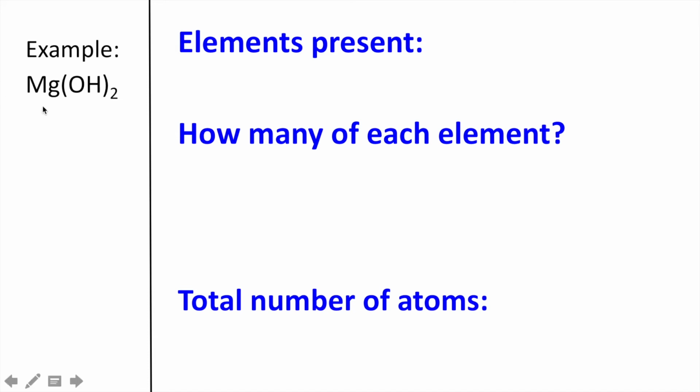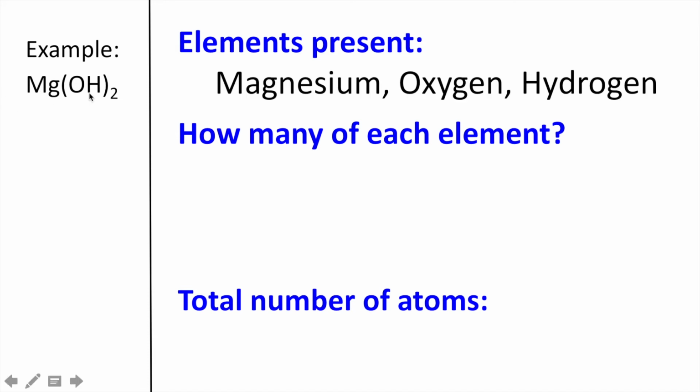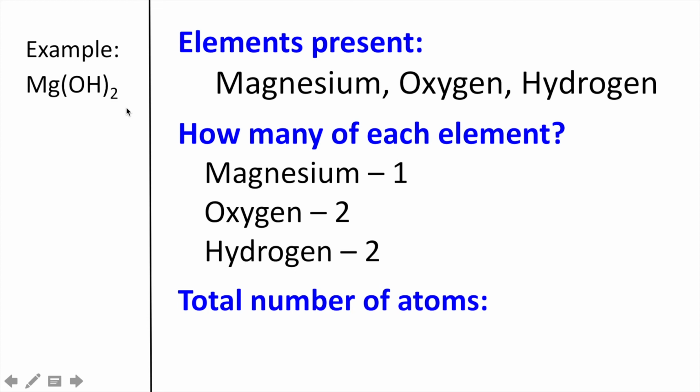Okay, so we know that there are 3 elements present. We have magnesium, which is Mg, oxygen, O, and hydrogen, H. Now, how many of each element do I have? With the magnesium, it's sitting all by itself, and there's no number to the right of it, so we know that there is just 1 magnesium. For this, however, because the hydroxide, the OH, is inside of the parentheses and there's a 2 on the outside, the 2 applies to everything that is inside. So it is as if you were saying O2, H2. So we know that we have 2 oxygen and 2 hydrogen. That gives us a total of 5 atoms.